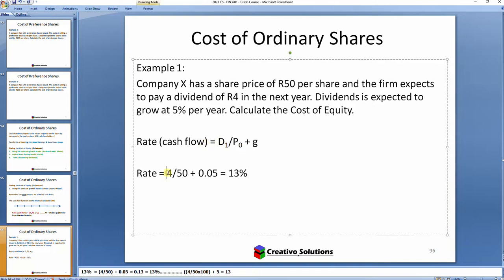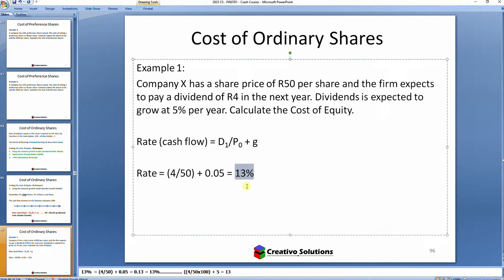What is the dividend? 4 Rand. Just think about it logically. If you're going to sell shares, you're going to have to pay a dividend. That dividend is, in inverted commas, the cost. So we've got the cost here, 4, divided by the price, 50, and then we're going to add the growth. Remember, mathematics, division before addition. Divide first, then add. Once you've divided, then you add, you'll get 13%.